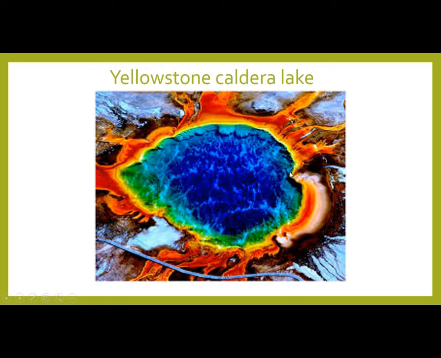Any suggestions or thoughts as to why this lake is rainbow coloured? This is not photoshopped. If you Google Yellowstone Caldera Lake, you will see this exact image. Why might it be multicoloured? What might be giving it that colour when there's intense geothermal heat from magma really close to the surface underneath this lake?